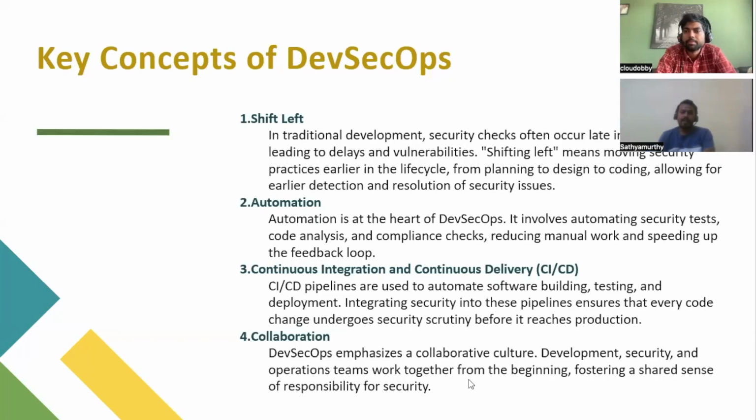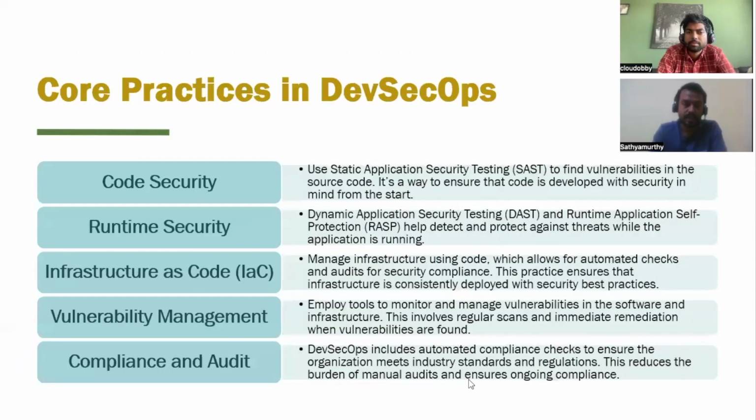And then the fourth point is collaboration. DevSecOps emphasizes a collaborative culture. Development, security, and operations teams work together from the beginning, fostering a shared sense of responsibility for security. DevSecOps fosters a culture of collaboration among development, operations, and security teams. Regular communication, shared goals, and cross-functional teamwork are essential for identifying and mitigating security risks throughout the software development lifecycle. Moving to the next slide.